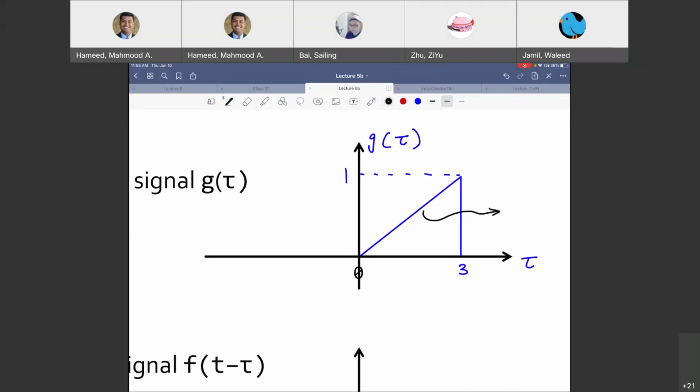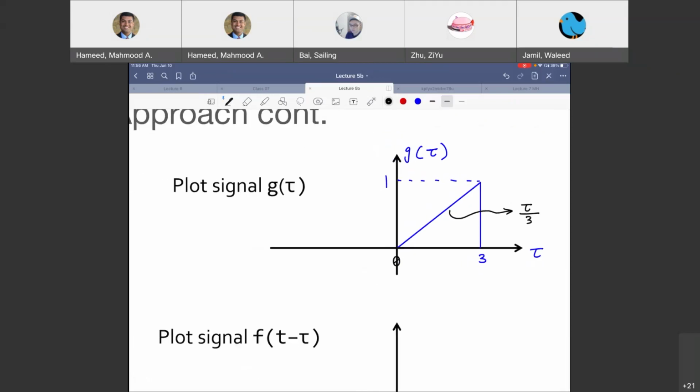So forget about the u. Just the equation of that line, because the limits I will take care of during the integration process by adjusting the limits. So that's tau divided by 3, right? Yeah.